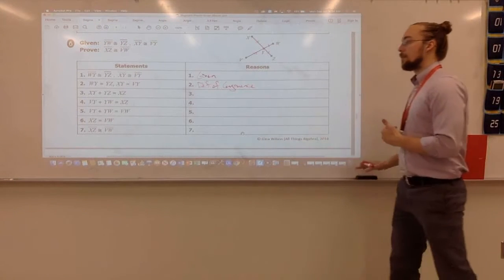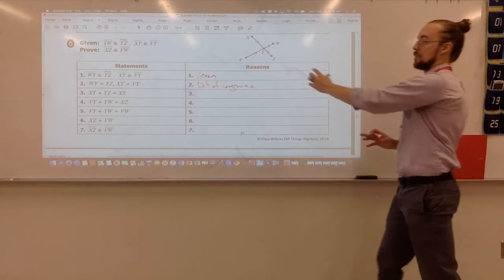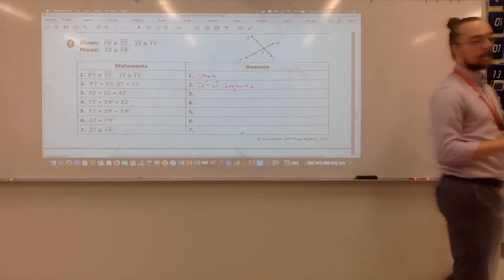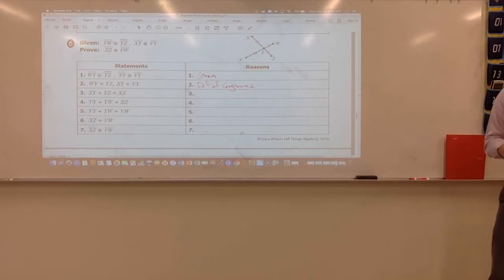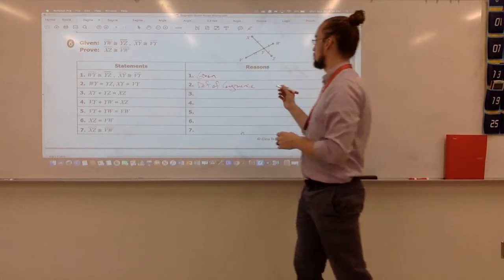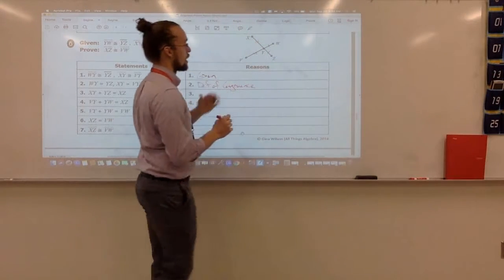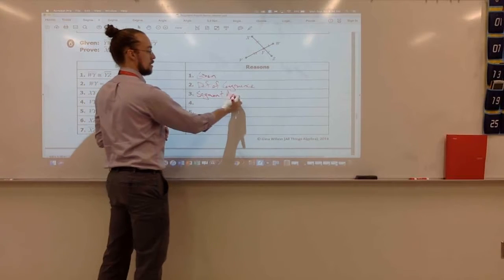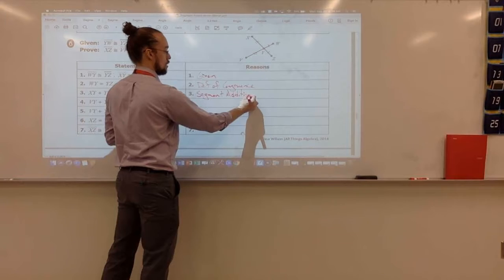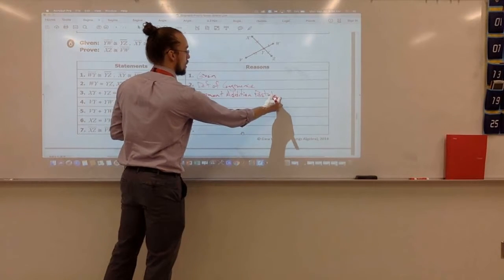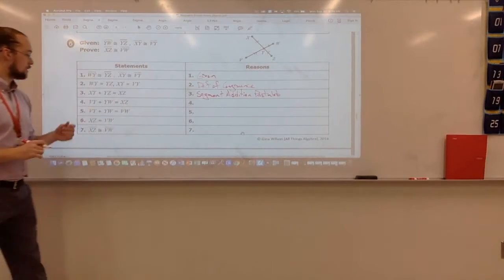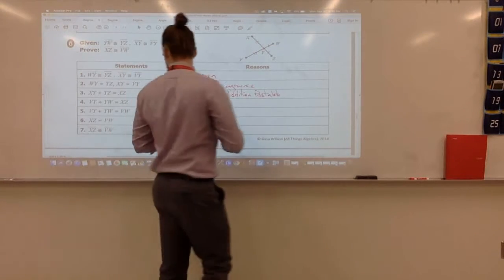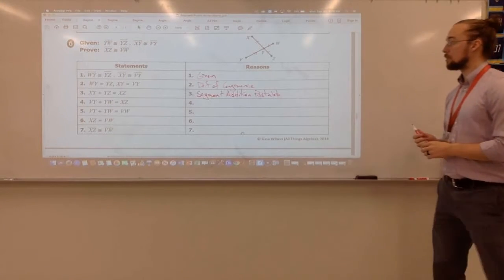Okay, well now they claim that XY plus YZ equals XZ. How can I claim that? Segment addition postulate. Yeah, right, that's two pieces added together make the whole. Then they say VY plus YW equals VW.